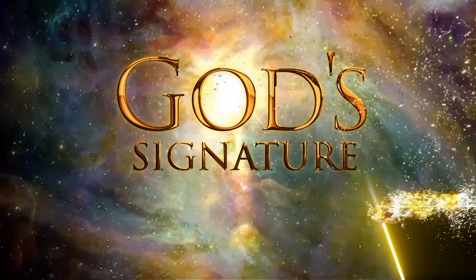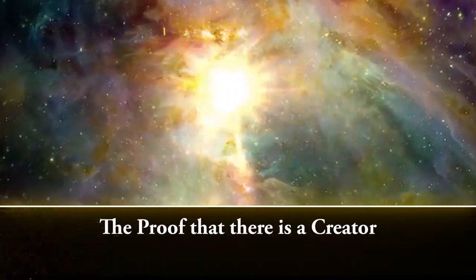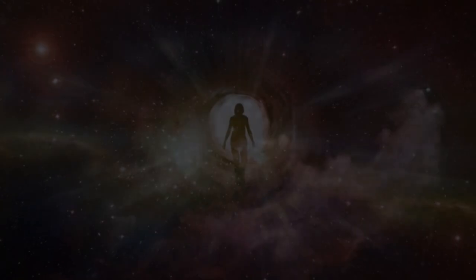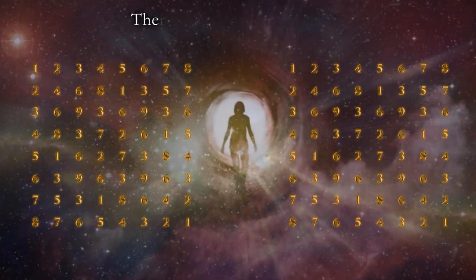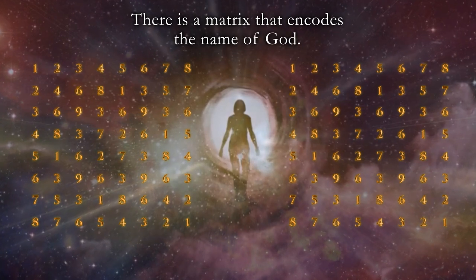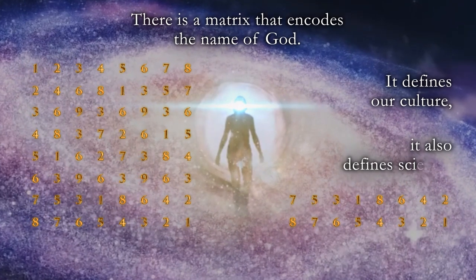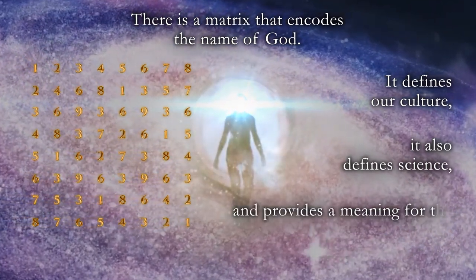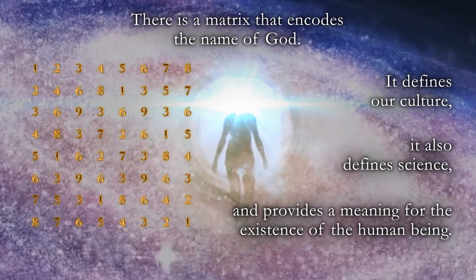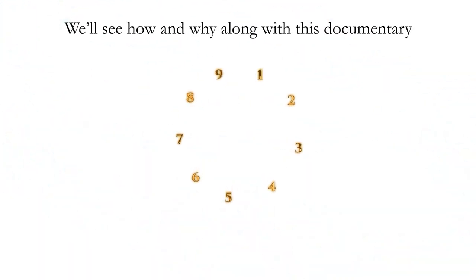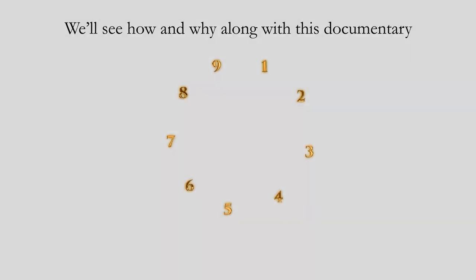God's signature. The proof that there is a creator. Seriously? There is a matrix that encodes the name of God. It defines our culture. It also defines science and provides a meaning for the existence of the human being. We will see how and why along with this documentary.